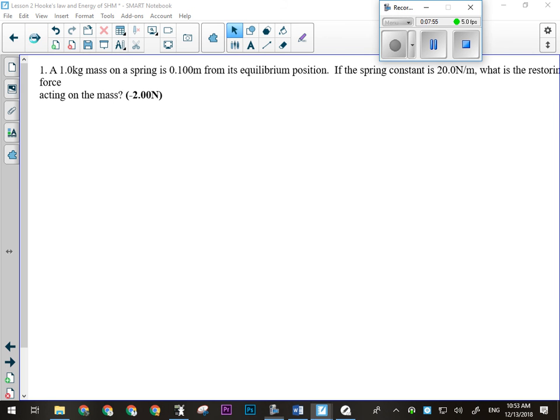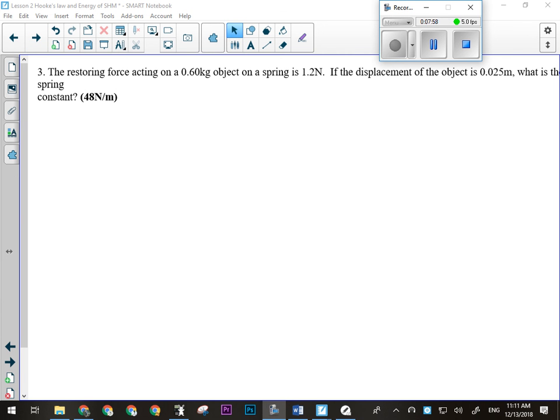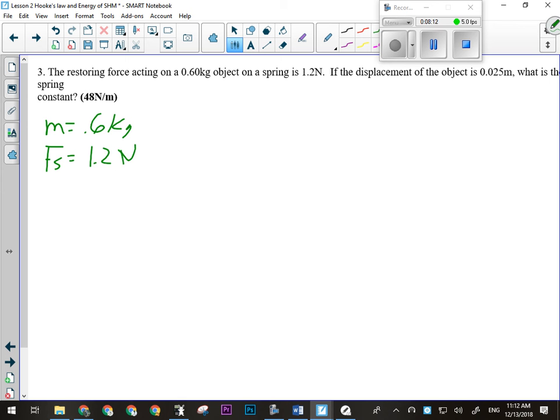All right, let's have a quick look at number 3 here, guys. On question number 3, they're telling me the mass of the object is 0.6 kilograms, and that the restoring force is 1.2 newtons. They're telling me the displacement of the object is 0.025 meters. We're looking for the spring constant. So if I know the restoring force, I know that this is going to be involved. Everybody okay with that? And I know what that equals because they told me what it equaled.